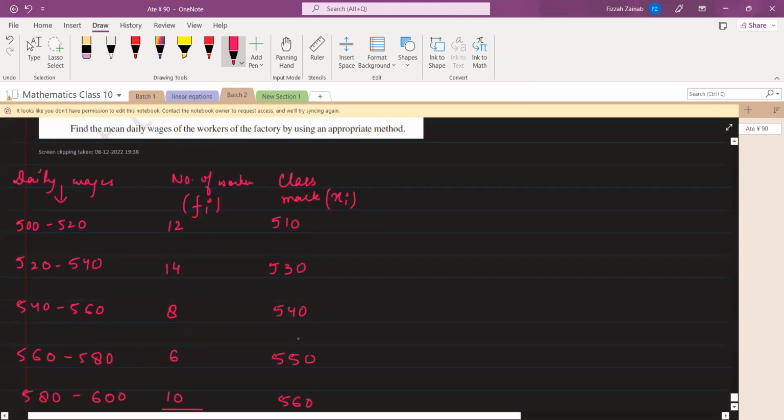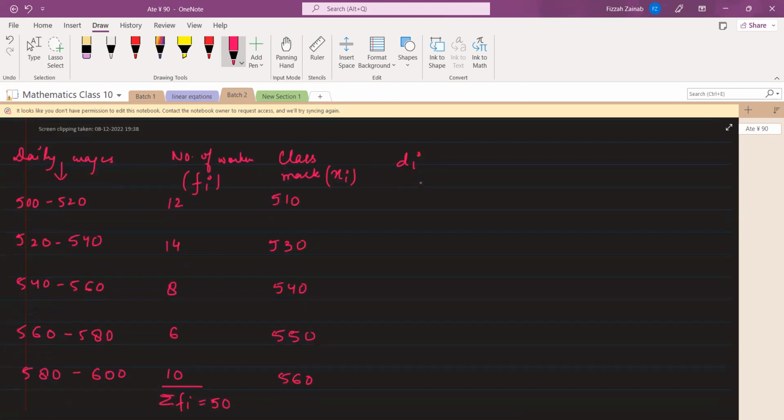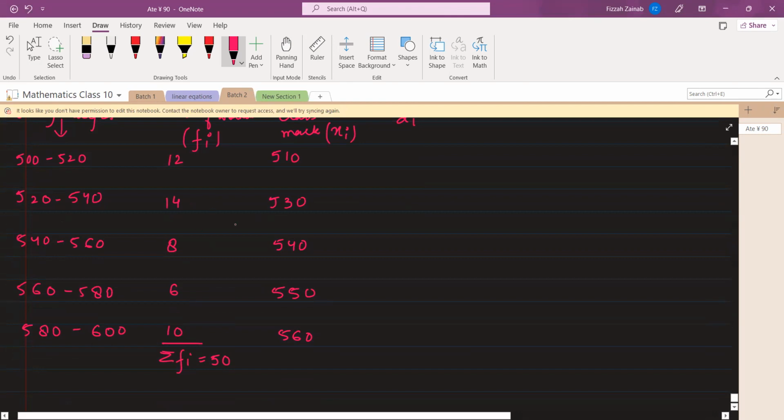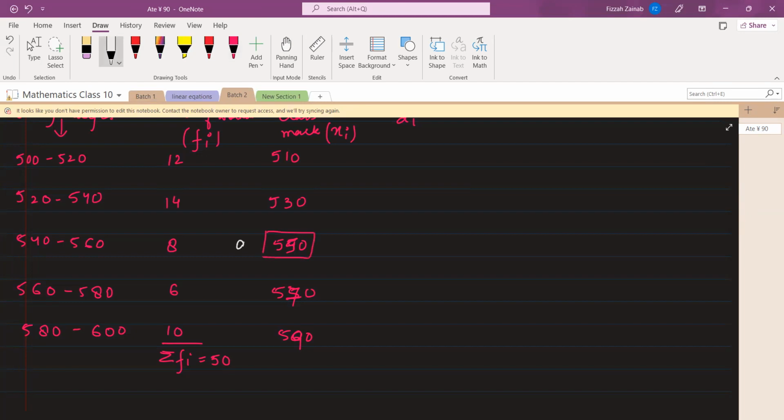So we find Di next. We have to assume one value, which is A here. Oh, sorry, this will be 590. I've made a mistake, I'm sorry. This is 590. This one is going to be 570, 540. So the middle value will be 550. Have I missed something here? Yeah, it's fine now. There's a gap of 20. Okay, so any number you can assume as A. Let's say this is my A.